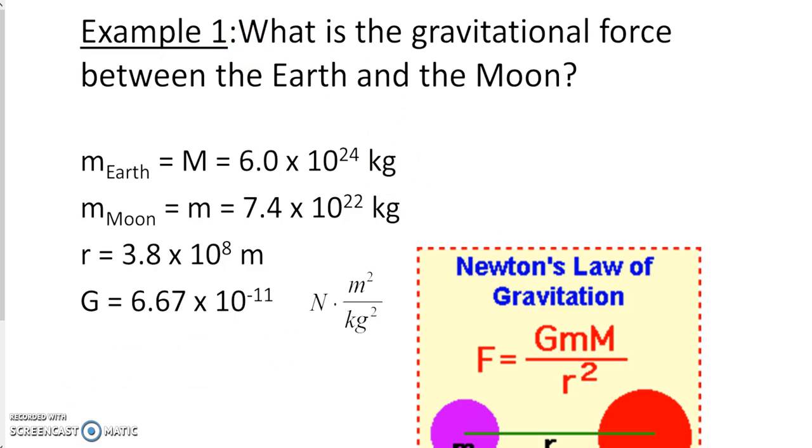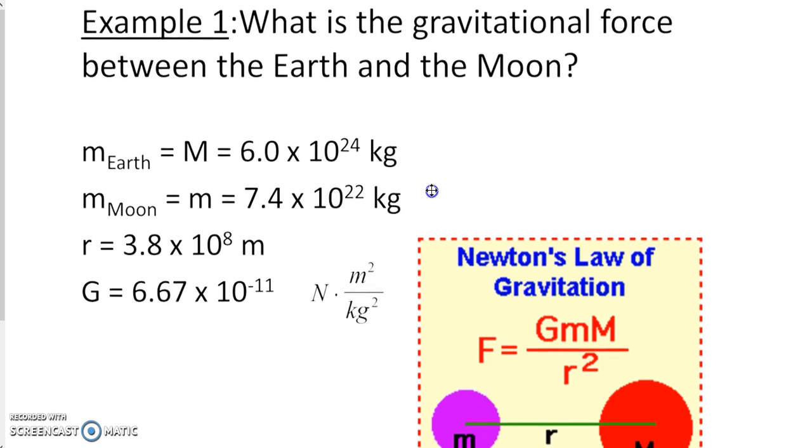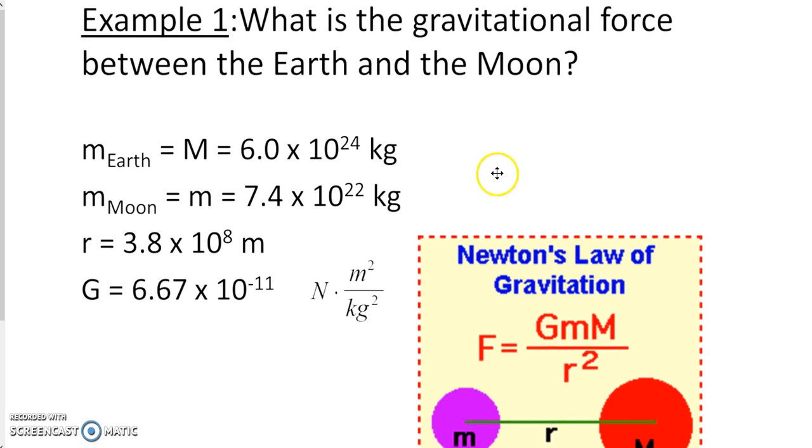So let's look at our example first. So what is the gravitational force between the Earth and the Moon? So we have 6.0 times 10 to the 24th, and that's this one. And then we have 7.4 times 10 to the 22nd. That would be this one. Our radius is 3.8 times 10 to the 8th, and G is 6.67 times 10 to the negative 11.